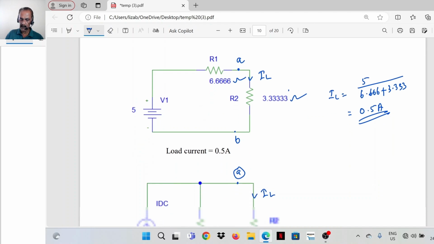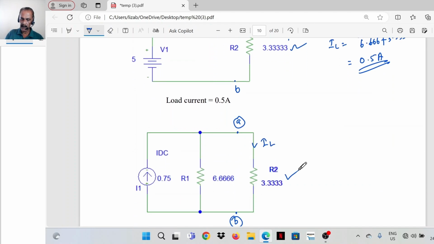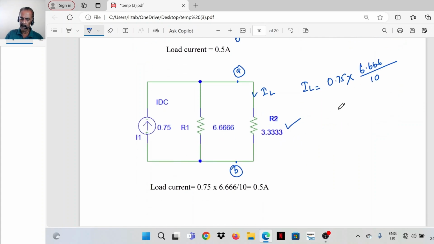Now in the second case also, connect a load resistance of 3.33 ohm across terminals A and B. Here the Norton equivalent current is 0.75 ampere. This is 6.66. This is 3.33. So IL can be found by the current division formula, that is 0.75 into the opposite side resistance. We have to find the current through R2. So the opposite side resistance is R1, that is 6.666, divided by 6.66 plus 3.33, that is 10. So that is again 0.5 ampere.